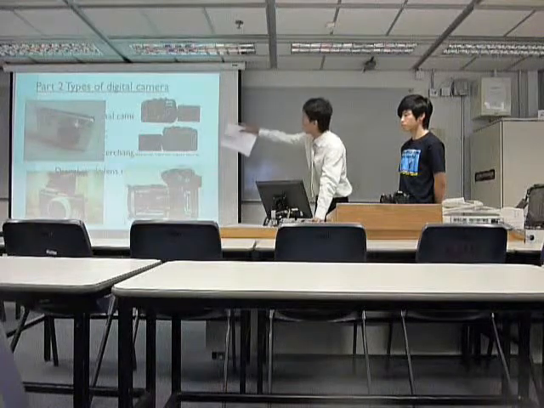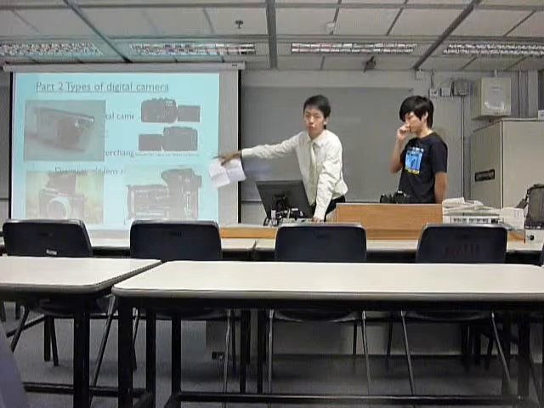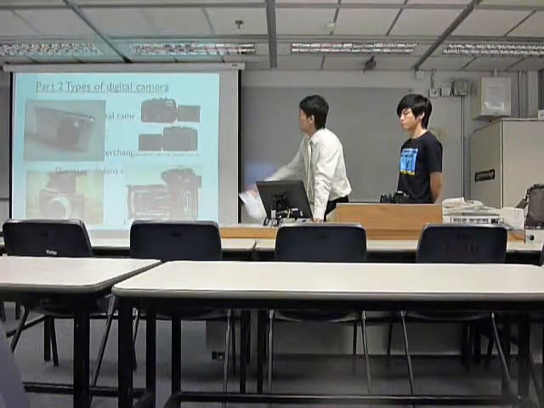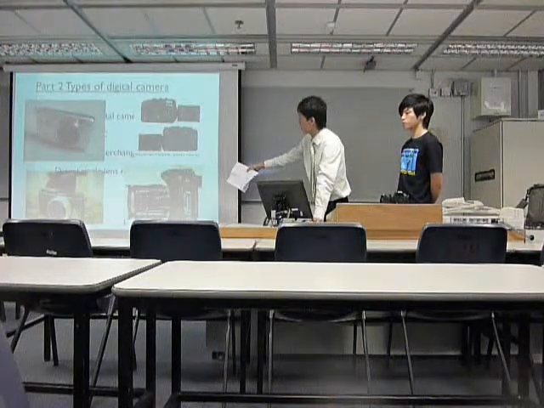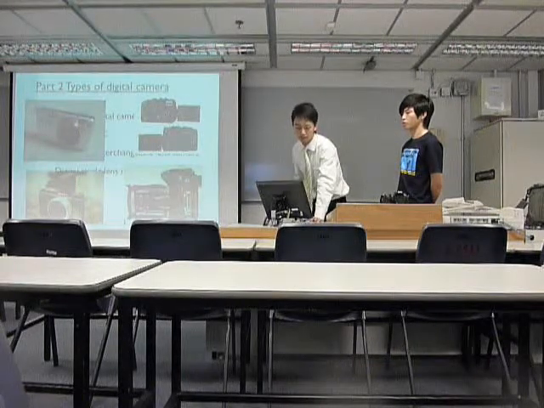The above two are the compact DC and the prosumer DC, and that's the mirrorless EVIL camera, and this is the cross section of the DSLR. You can see that it's quite complex.